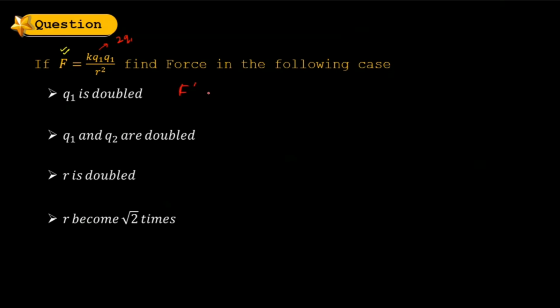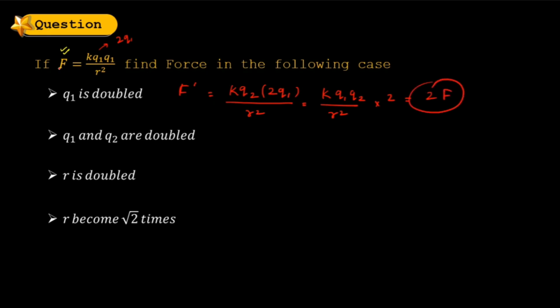That is what we have to find. So the new force I am representing using F dash. If Q1 is doubled, it is going to be twice of Q1 over R square. Distance remains the same. So how will the force change? We can simply see that it becomes twice its initial value. Initially the force was this, later on it becomes twice of it. So if Q1 is doubled, the force is automatically going to be doubled between the two charges.